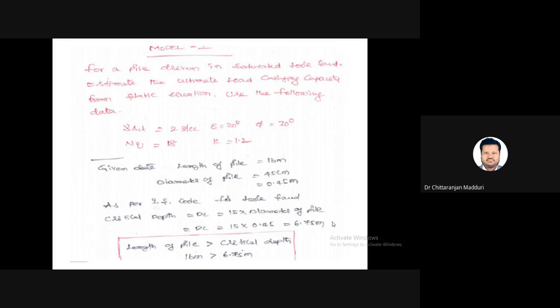So data is given in the problem. Gamma sat equals 2 gram per cc, delta equals 20 degrees, phi equals 30 degrees, NQ equals 18, K equals 1.2. First we need to check the critical depth. For loose sand, as per IS code, critical depth equals 15 into diameter of the pile. So 15 into 0.45 equals 6.75. So critical depth equals 6.75 meters. Length of the pile is given as 16 meters.